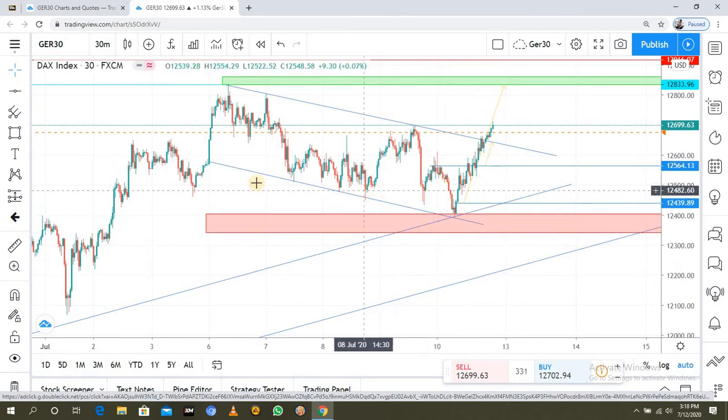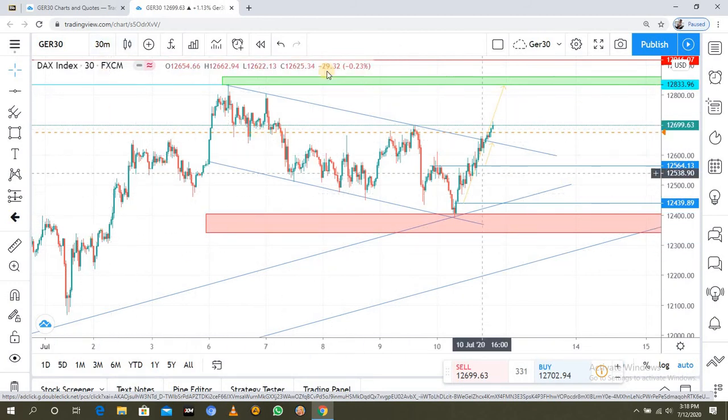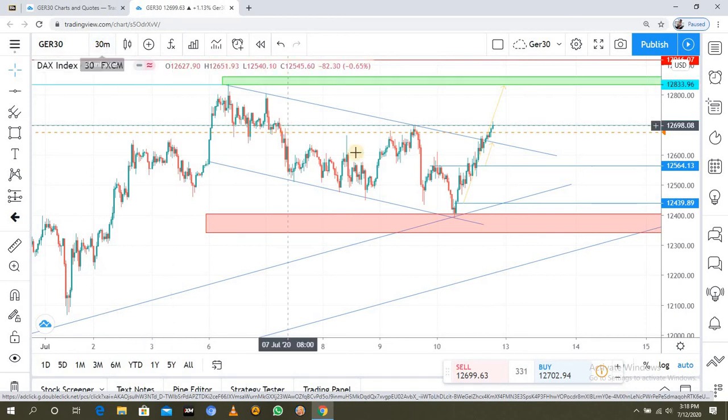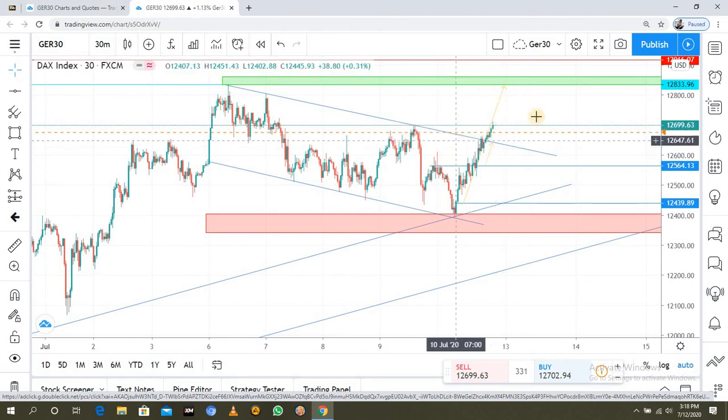So guys, for us, we don't like to mix up things, but we are still going to go to lower time frames, 5 minutes and 1 minute, and then maybe analyze from there and get a buy or sell entry.